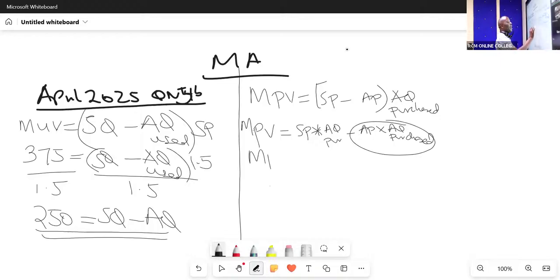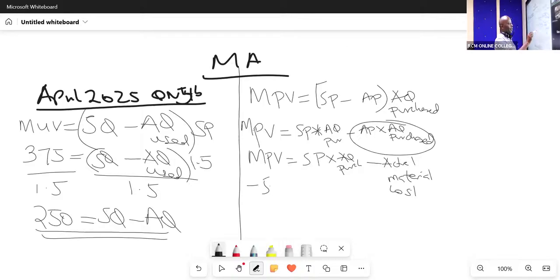I can say MPV equals SP times AQ purchased, but now here I say minus actual material cost, like that. Ladies and gentlemen, do I have my material price variance in the question? How much do we have there? 585. Adverse or negative, isn't it? So minus 585.